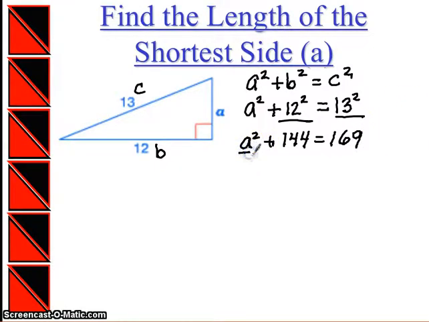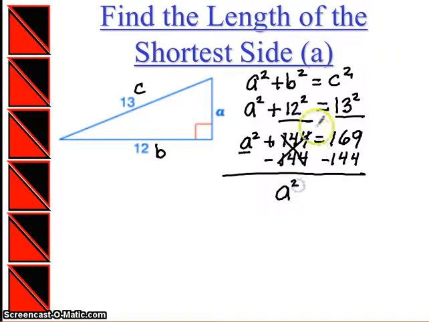Now, our goal is to get a all alone, to figure out what a's value is. But we have a squared with it, and we have plus 144. To get rid of plus 144, we're going to have to subtract 144. But what we do to one side, we have to do to the other. So we're going to subtract 144 from this side as well. 144 minus 144 is 0, so we have just a squared left on the left side of our equation. On the right side, we have 169 minus 144, which is 25.